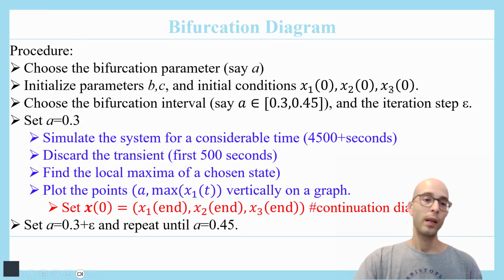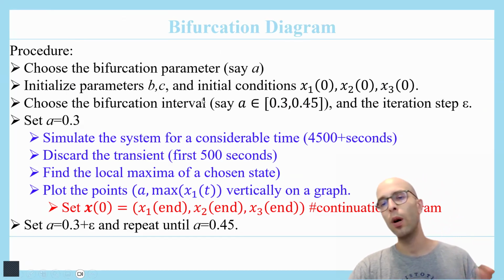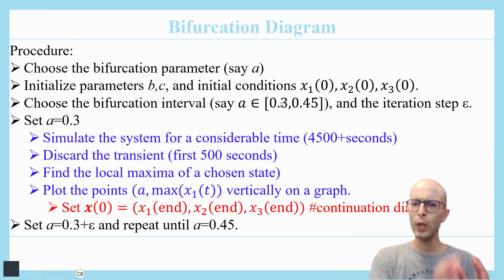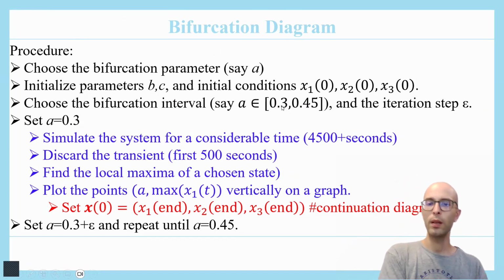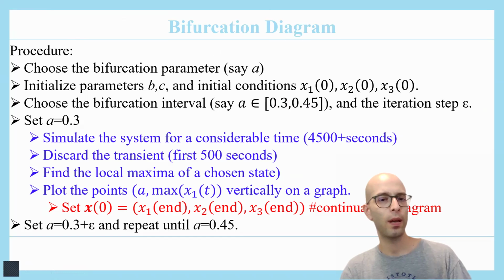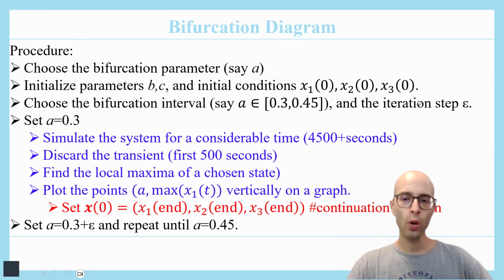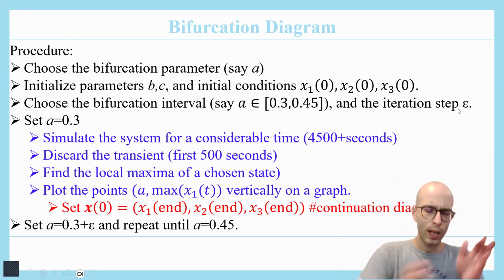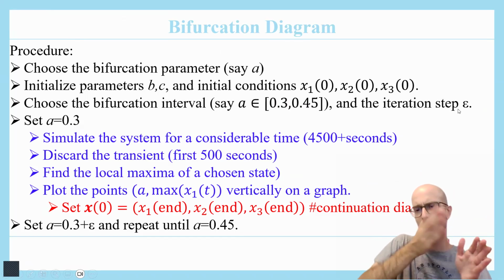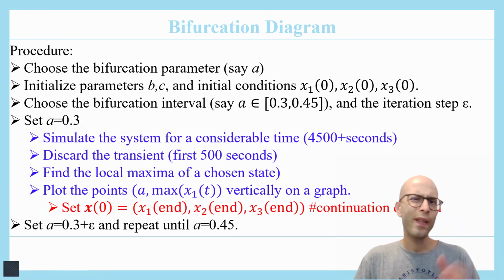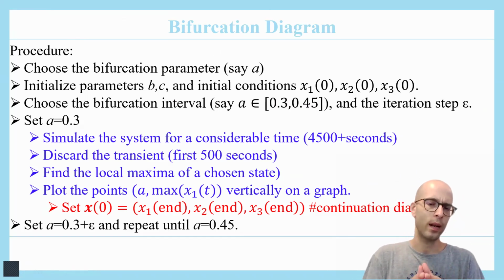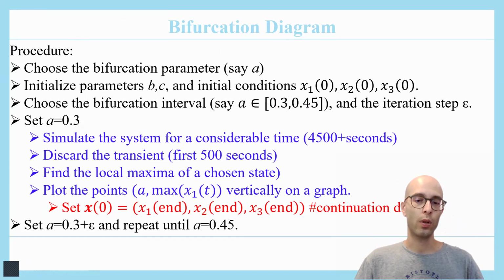Okay, now for the parameter under study, I want to choose a bifurcation interval of interest. Here, for example, for the Rossler system, I'm going to study how it behaves when alpha goes from 0.3 to 0.45. Okay, and for this interval, I'm also going to choose an iteration step. Basically, how do we increment from 0.3 to 0.45? A very small value in order to have the diagram. So how does the diagram work?